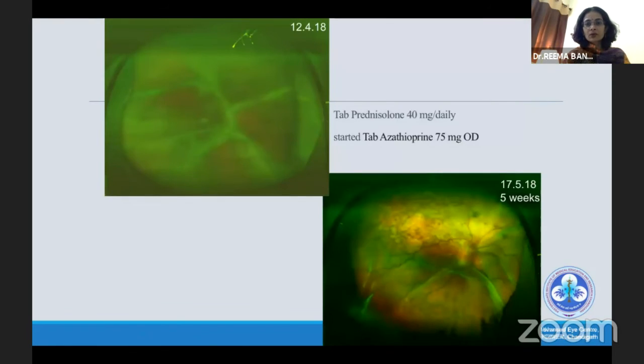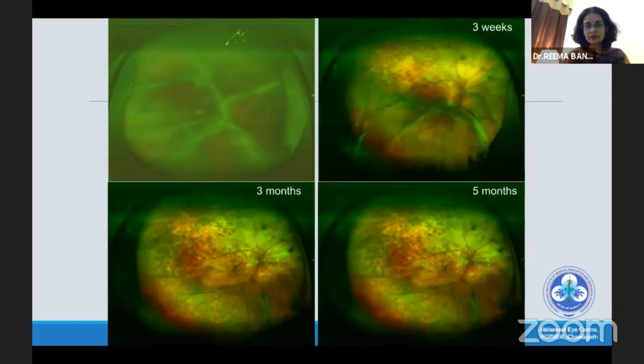And this is now where we are starting tapering the steroids. This is the baseline on top. And this is at 5 weeks now, where you can see the choroidal changes, the RPE pigmentary changes. The retina is still showing exudative RD, but much less. So comparing the two baselines, this is the right eye.